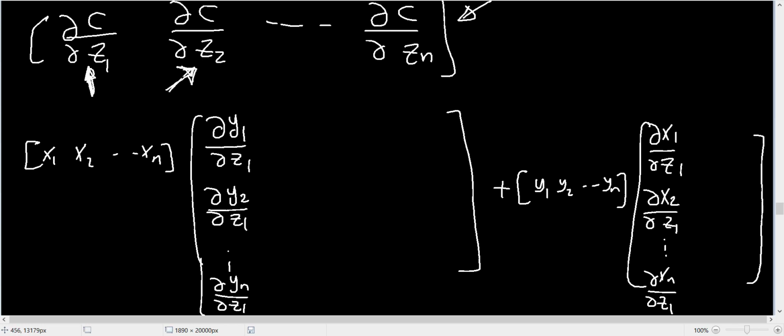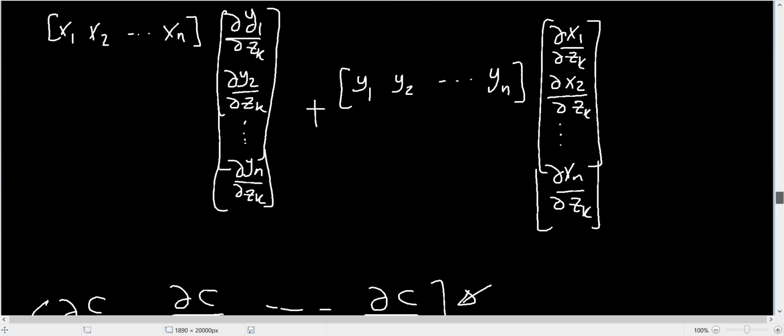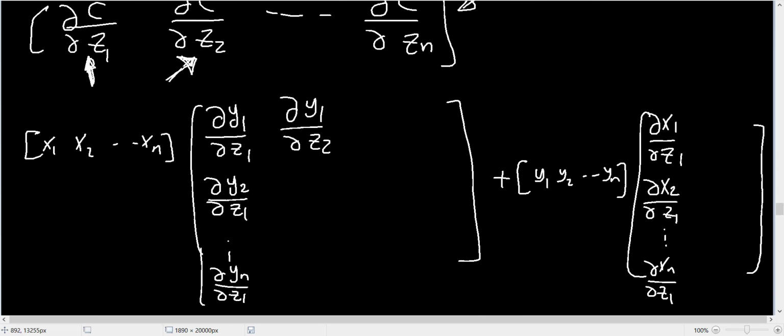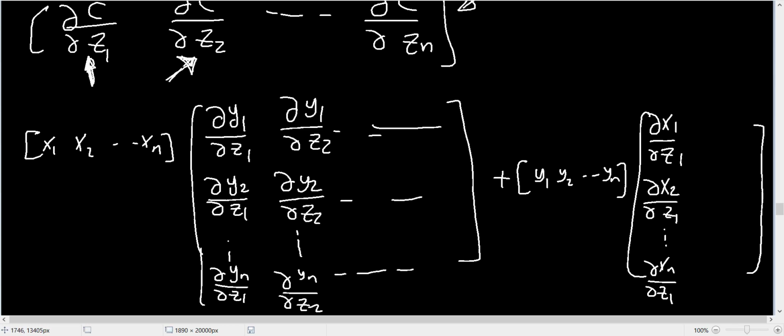Now for this second term, I need to have a second column having partial y1 by partial z2, because here I have partial y1 by partial zk for any zk I want. So here partial y1 by partial z2, then partial y2 by partial z2 up to partial yn by partial z2, and I can continue for all the remaining terms. Here also I have partial x1 by partial z2, partial x2 by partial z2 up to partial xn by partial z2, and again I can continue here and here and here.